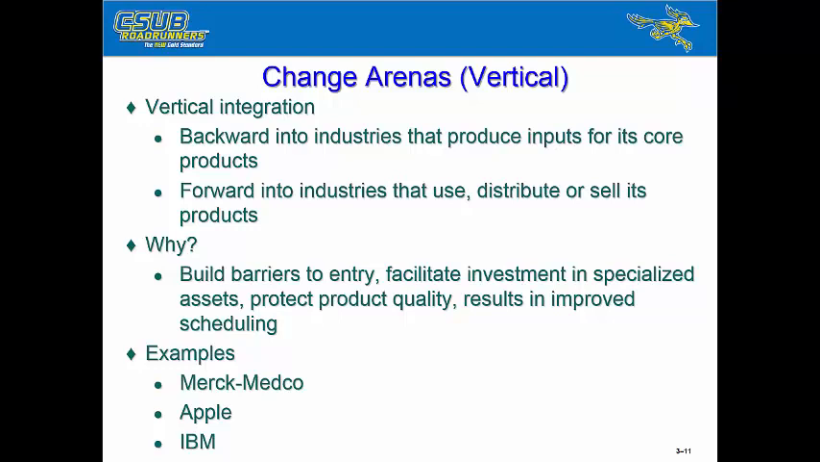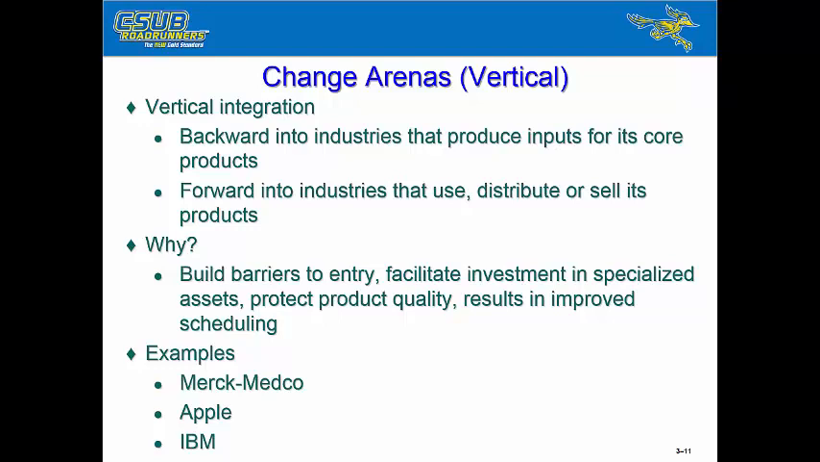Facilitate investment in specialized assets. So sometimes if you own both the refrigerated warehouses as well as the refrigerated transportation, there's some economies to be gained in buying and maintaining refrigeration equipment. So investment in specialized assets like that is sometimes another reason for vertical integration. Protecting product quality. If you control the farm, you control the transport of the meat products, you control the packaging, then you can control the quality of the product a lot better than if you're only involved in one of those areas. And then results in improved scheduling.